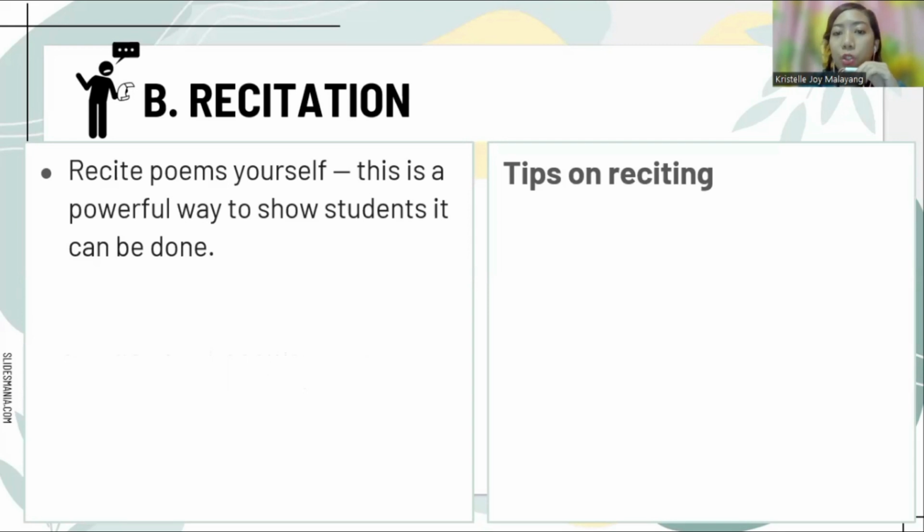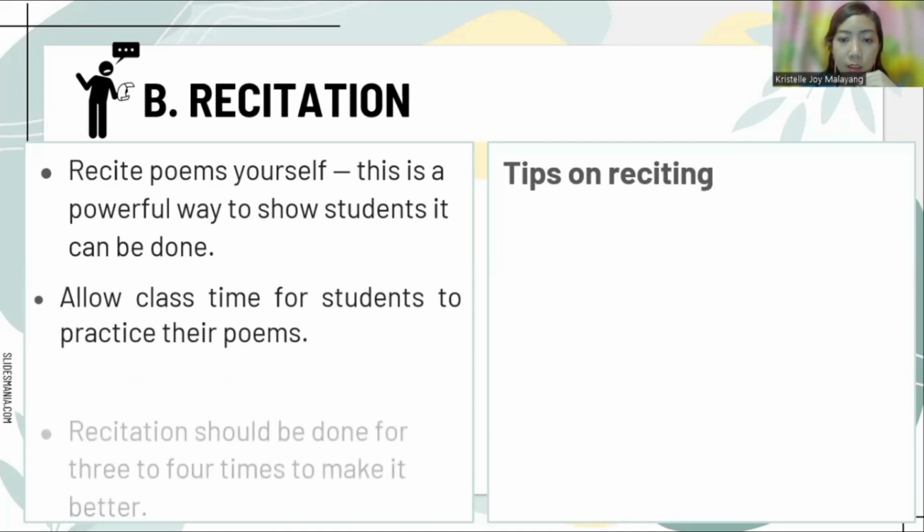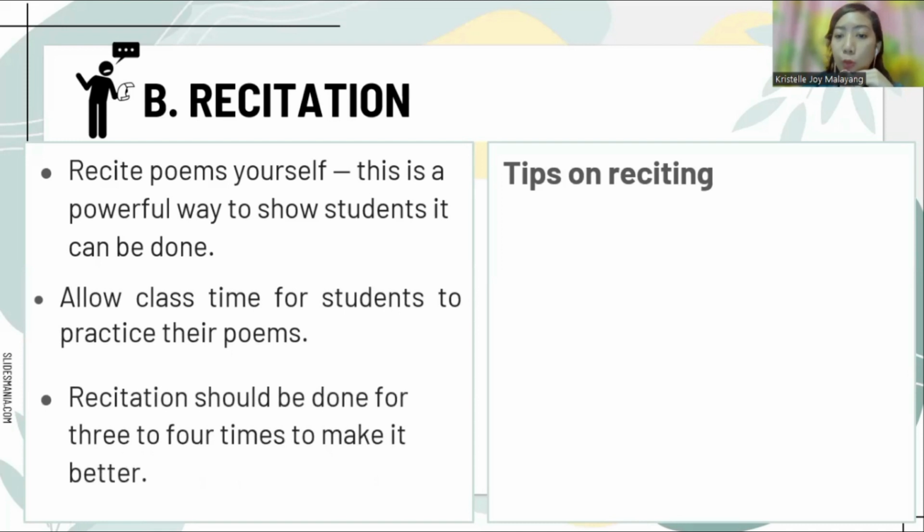And a successful recitation has good pacing with proper pauses, voice inflection, evidence of understanding, correct pronunciation, and composure. Then next is allow class time for students to practice their poems, and then ask students to read and recite poems on their own. Then next, recitation should be done for 3 to 4 weeks or 3 to 4 times to make it better. This helps the students have a better delivery of their lines of poetry.